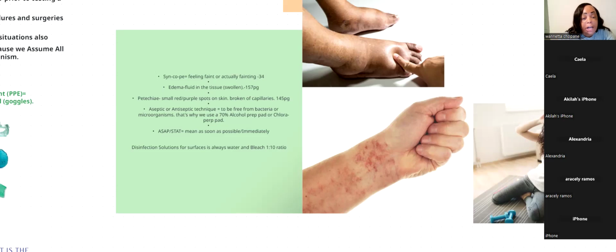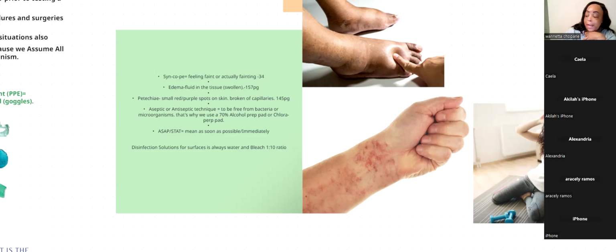Syncope, feeling faint or actually fainting. It talks about it in your book on page 34, and it's just as simple as could be. For example, the medical term for fainting is syncope. Simple. It's pronounced syncope. I need you to recognize this word, and I need you to know the definition. Syncope, feeling faint. Okay.